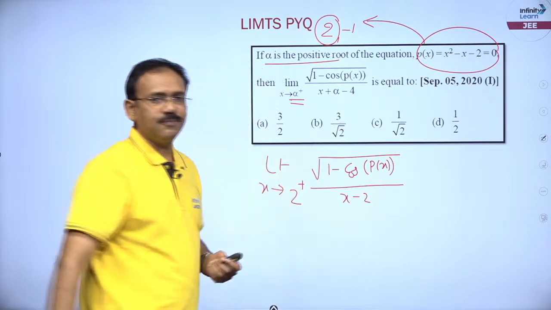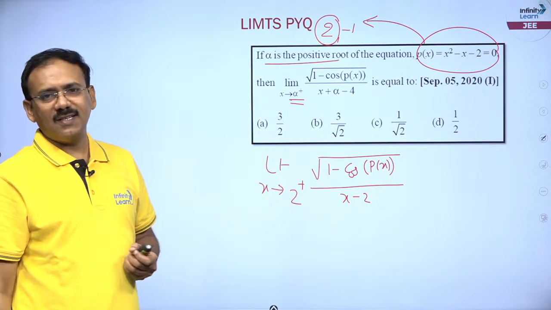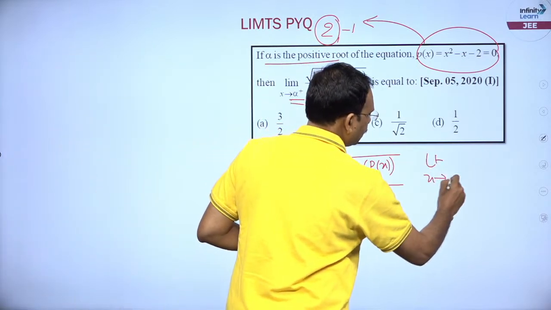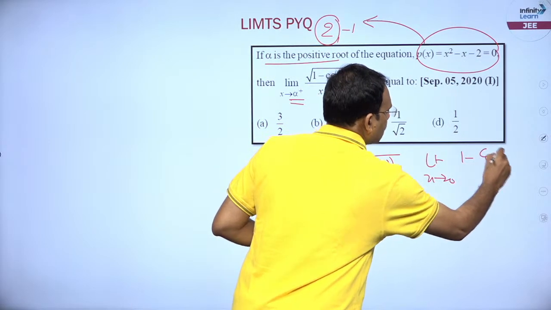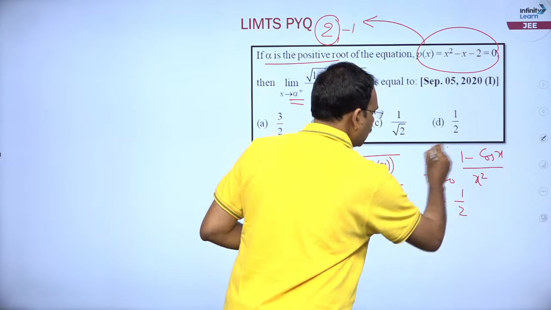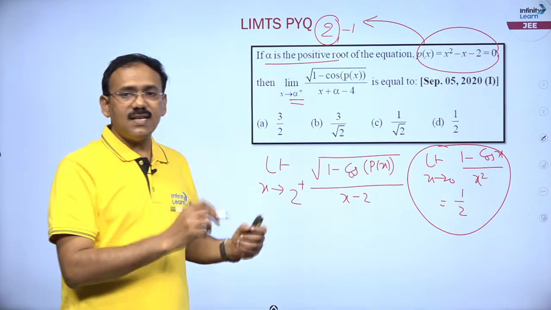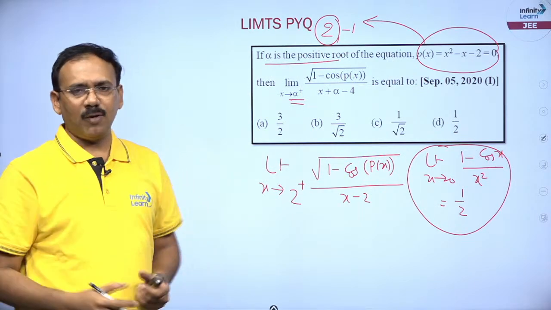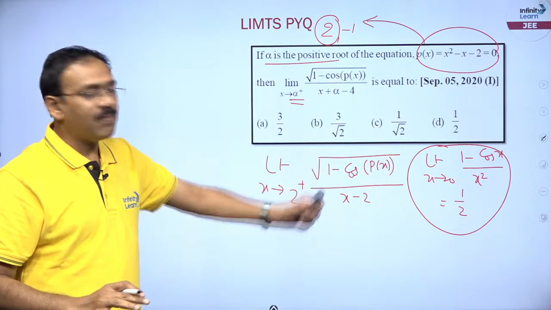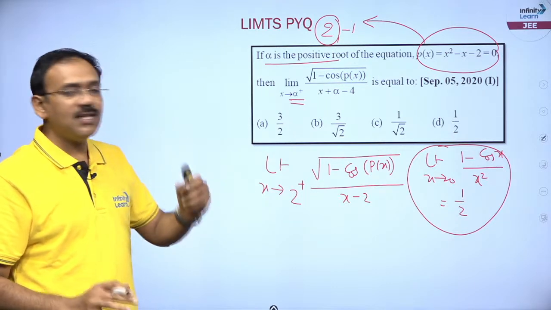x minus 2. In my earlier classes also I told one important result, dear friends. Limit x tends to 0, (1 minus cos x) by x square is a standard one. Please try to remember the result. It is going to be 1 by 2. You can see this result's application in n number of problems, but it won't appear as a standard formula in any book. But try to remember: limit x tends to 0, (1 minus cos x) by x square is 1 by 2.